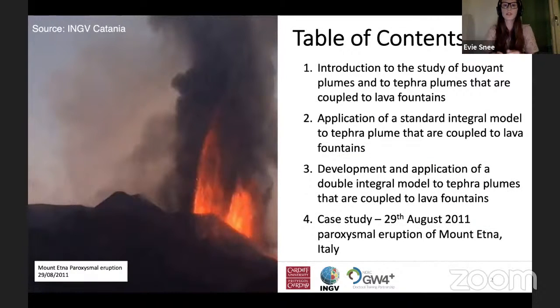I'm first just going to say a bit about buoyant plumes in general, and then introduce a bit further these tephra plumes that are coupled with lava fountains. And then I will talk about the application of a standard integral plume model to these plumes. After this, I will discuss the development and application of a new double integral plume model to these plumes. And then I will finish off discussing this case study of the 29th of August, 2011 eruption of Mount Etna, Italy.